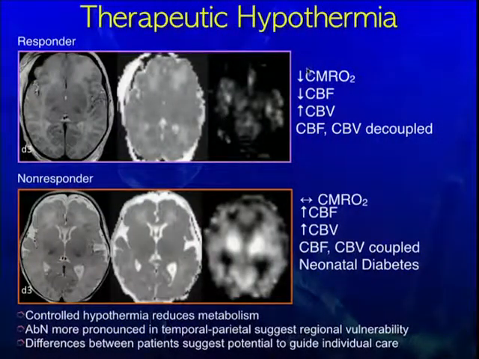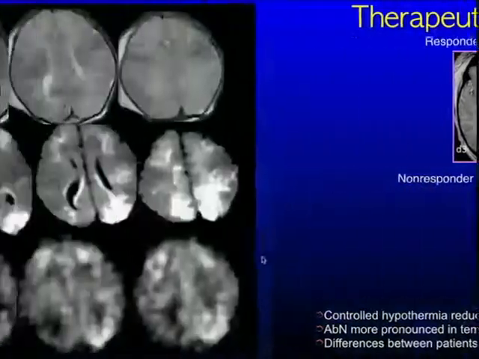Here's an example of two kids that we also did ASL on. This child that responded, the CMRO2 went down. This child did not respond and ended up having neonatal diabetes. So we're wondering whether NIRS can help stratify, again, who should be treated and if they're treated appropriately, because it wasn't until after the child was cooled that the diagnosis of neonatal diabetes was made.